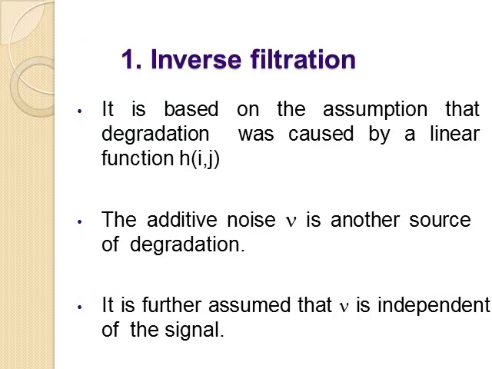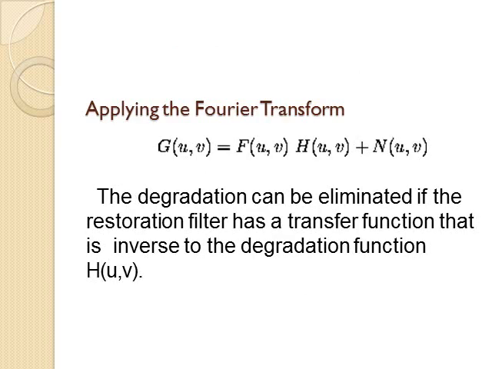Inverse filtration is based on the assumption that degradation was caused by a linear function h(i,j). The additive noise nu is another source of degradation. It is further assumed that nu is independent of the signal. Applying the Fourier transform, we get the equation where the image G(u,v) is F(u,v), that is the original image, times the degradation function H(u,v), plus N(u,v).